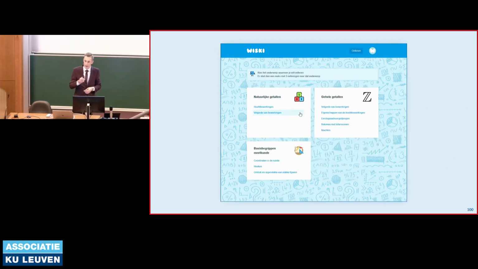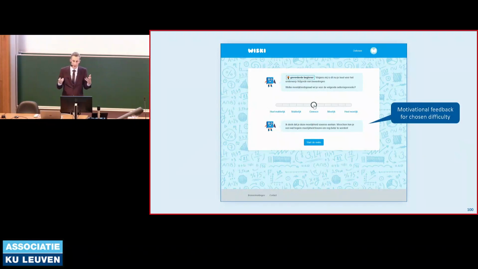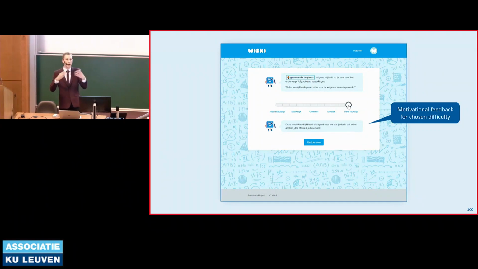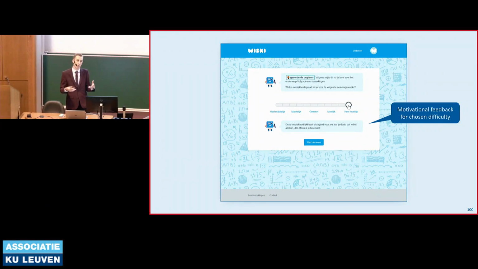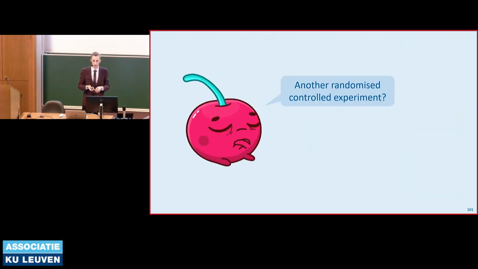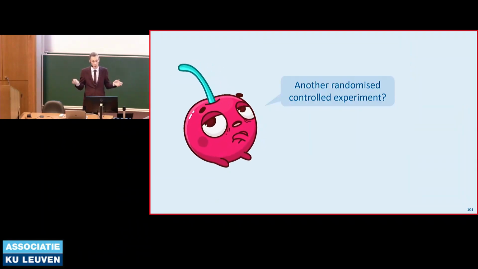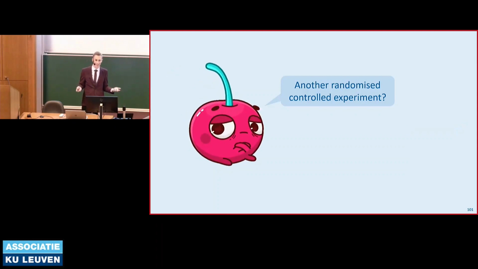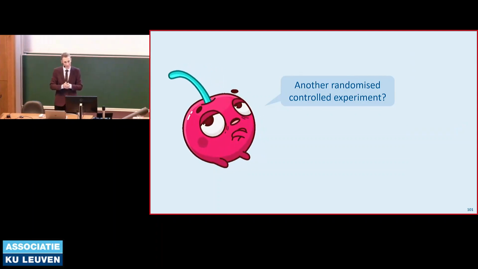Another thing that we did is the same slider, but then we added extra motivational sentences. Sentences that said, I trust that you have the capacities to solve this exercise correctly. Maybe you can even make it a bit harder, something along those lines. Just keep in mind that we also had this in our experiment. And then we did another randomized controlled experiment, because we wanted to compare all these different designs.